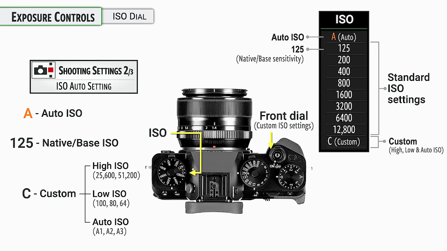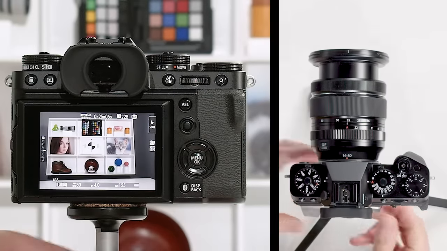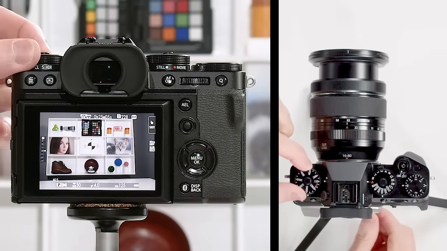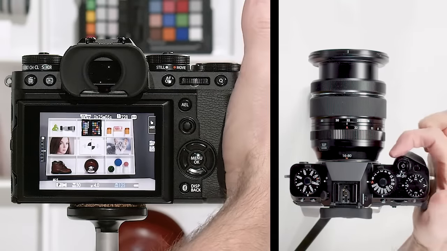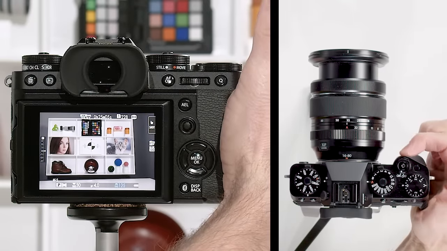So if you want to set the ISO dial to C, what you do is you simply just turn the front dial of the camera. Let me show you that real quickly. So on our ISO dial on the top of the camera, we can turn it to the C mode, and then we will adjust the front dial of the camera.